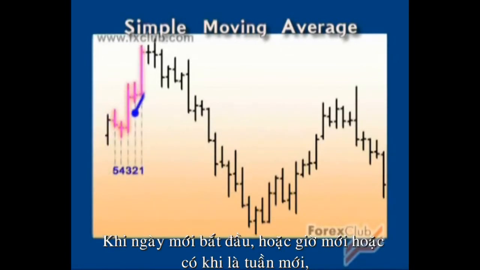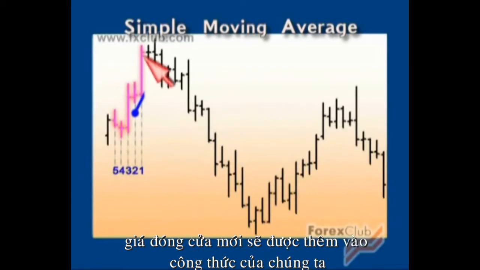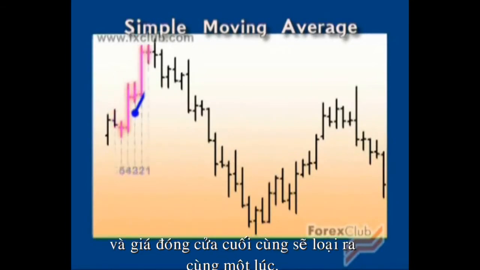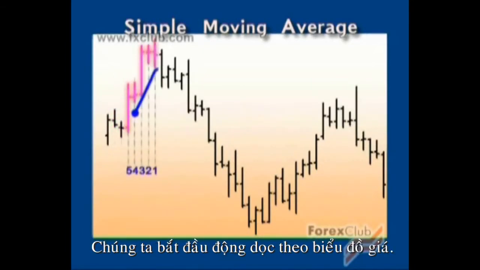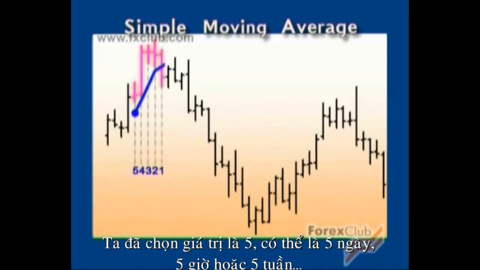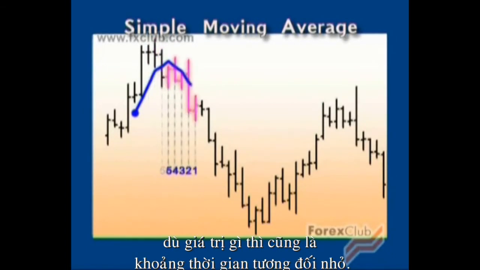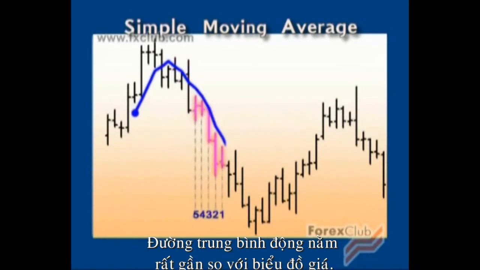At the beginning of the new day, or hour, or maybe week, a new closing price will be added to our formula, and the last one will drop off at the same time. We've started moving along the price chart. We have selected a variable of 5. It may be 5 days, 5 hours, or 5 weeks, whatever. It's a relatively small period. The moving average dogs the price chart pretty closely.